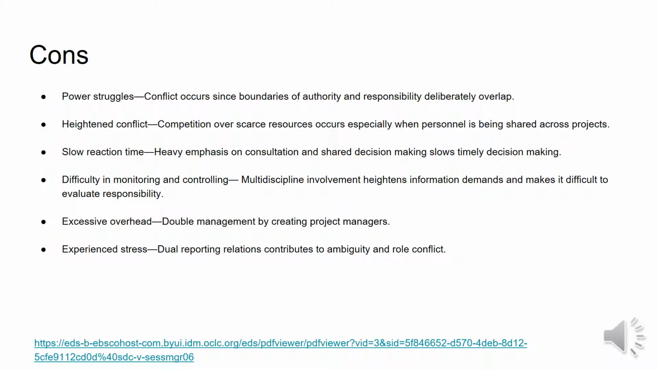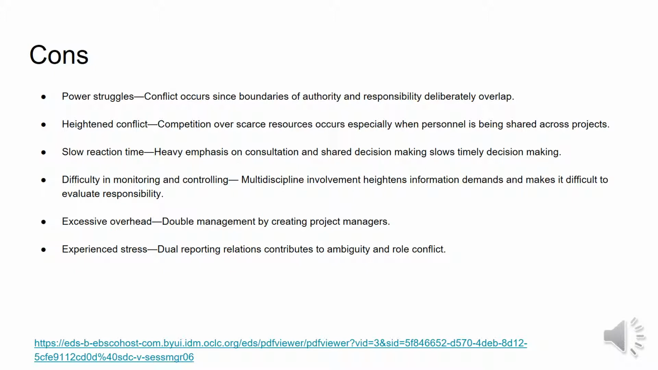The first one that we want to talk about here is power struggles, where a conflict occurs since boundaries of authority and responsibility deliberately overlap. Next, we have heightened conflict, where competition over scarce resources occurs, especially when personnel is being shared across multiple projects.